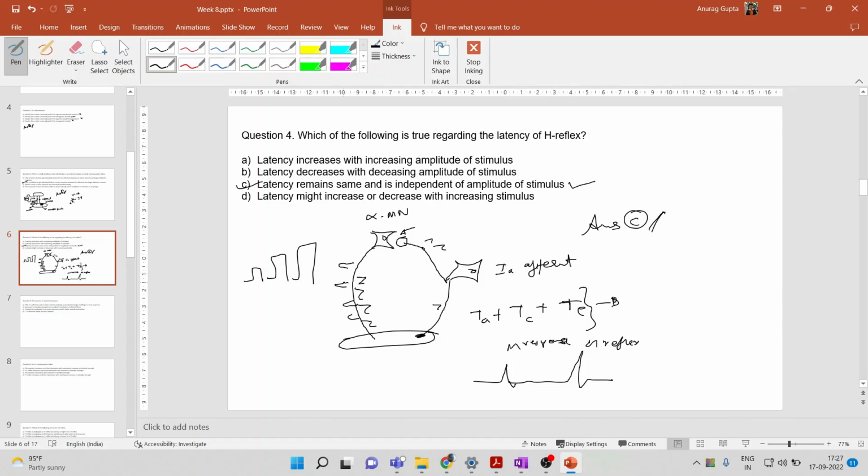So obviously the latency of the M response will be less. So this is the stimulus, because the path it needs to travel is lesser. However, for the H reflex, it needs to travel through a synapse as well, and plus there is TA, that is the conduction time in the afferent fiber. Plus there is TC and TE, but for the M response there is only TE, that is the conduction time involved in the efferent fiber, that is the alpha motor neuron.